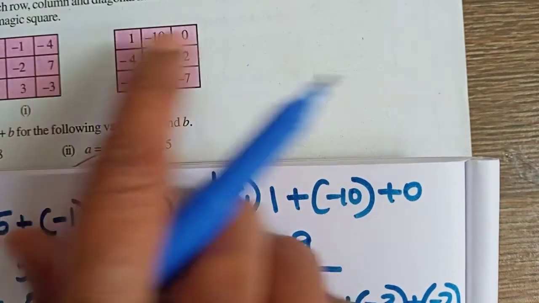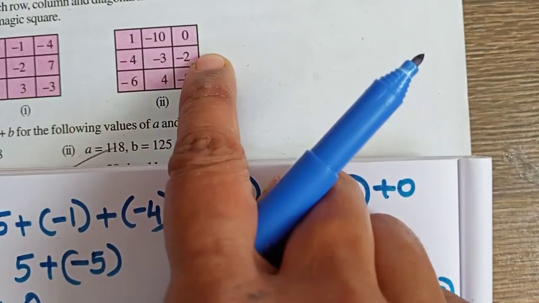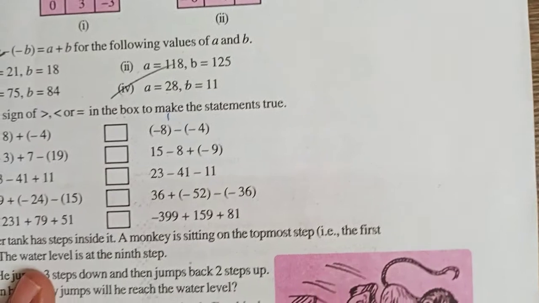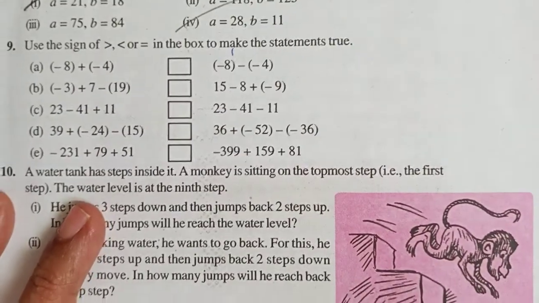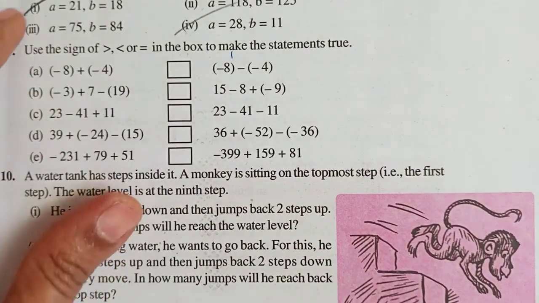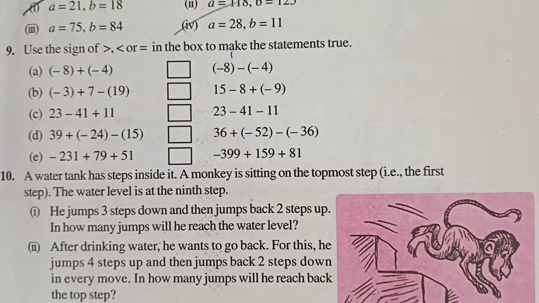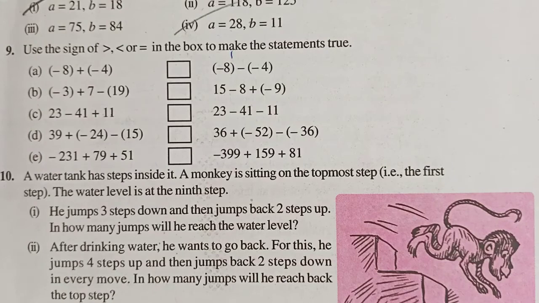So out of these two, the second square is the magic square. Understood? So this problem no need to write. It's just like a oral problem. Now let us go to 8th one. I am skipping it. And let us go to 9th one. Which one is greater, lesser or equal to in the box? You need to keep greater than or less than in the box.